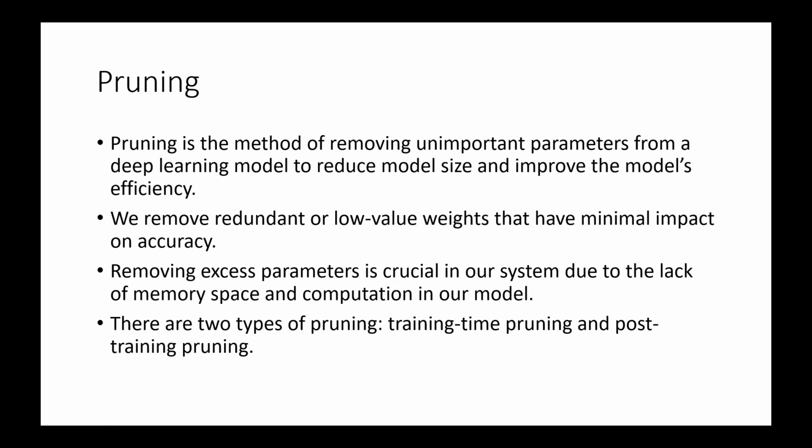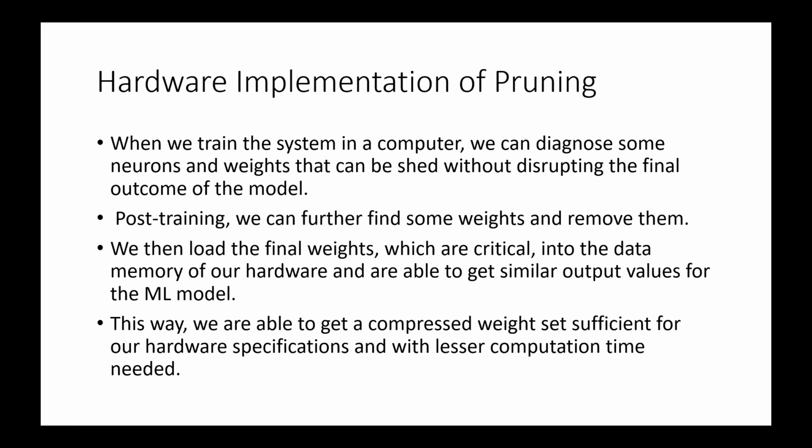We determine this in two types: training time pruning or post-training pruning. During training time pruning, when you are training on the computer, we just assess all the neurons and weights which can be removed without disrupting the final outcome of the model. So we can remove some, then train more, and at every step we train more and remove some of the unimportant weights, which would have just a very small, like 0.001, effect on our accuracy.